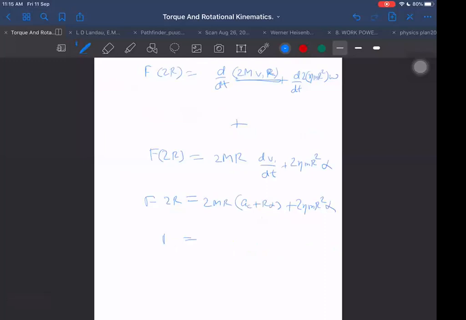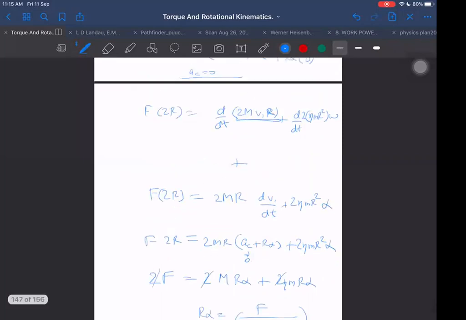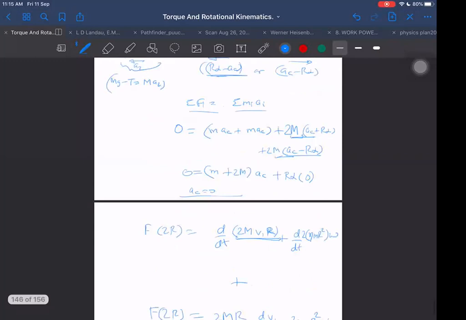Then what are we getting from here? F is equal to 2 into m, AC is 0. So we are getting, I think, r alpha plus 2 eta m r alpha, or we are getting 2 cancelled everywhere. We are getting R alpha is equal to F upon M plus eta M. So we can do it in less time also. R alpha is equal to F upon, so see, we are able to do it.